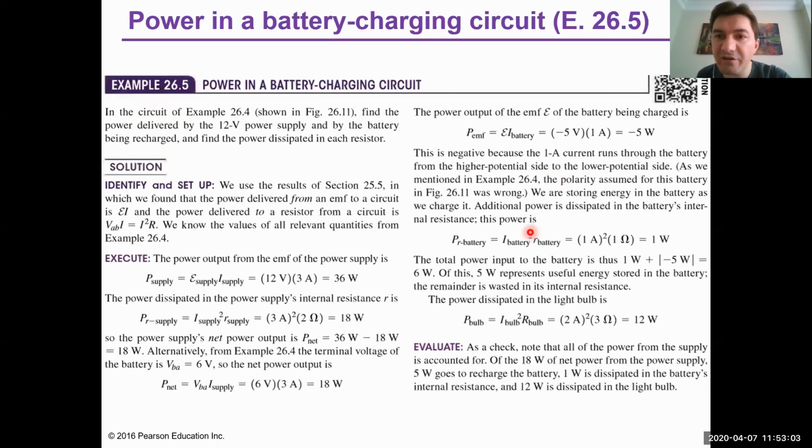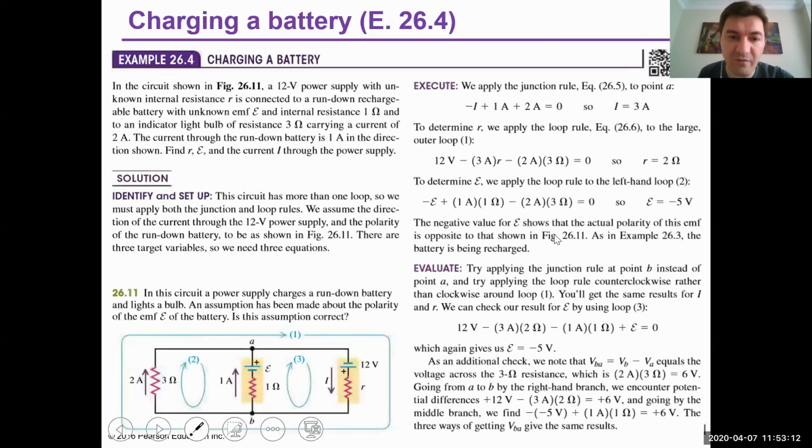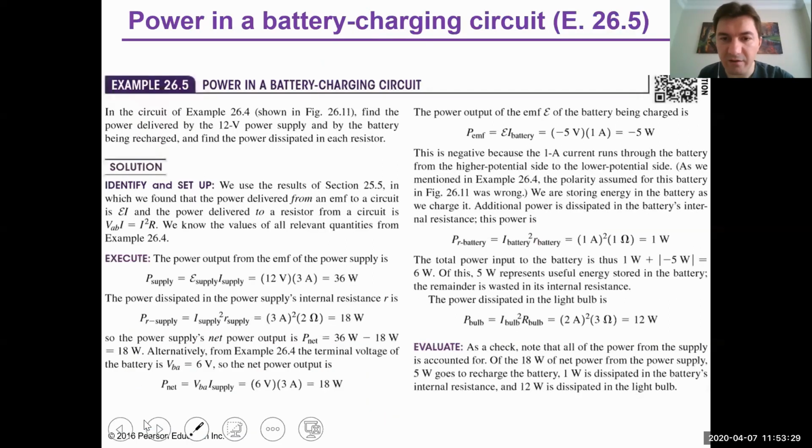So we are storing energy in the battery as we charge it. Additional power is dissipated in the battery's internal resistance. So we have produced net 18 watt, okay? Some part is used to charge that EMF, and some power is dissipated here, and some power will be dissipated here. So you can calculate all the things by using that I square R or I times EMF formula, which we have learned during the last lecture. Do you have any question here in that example?